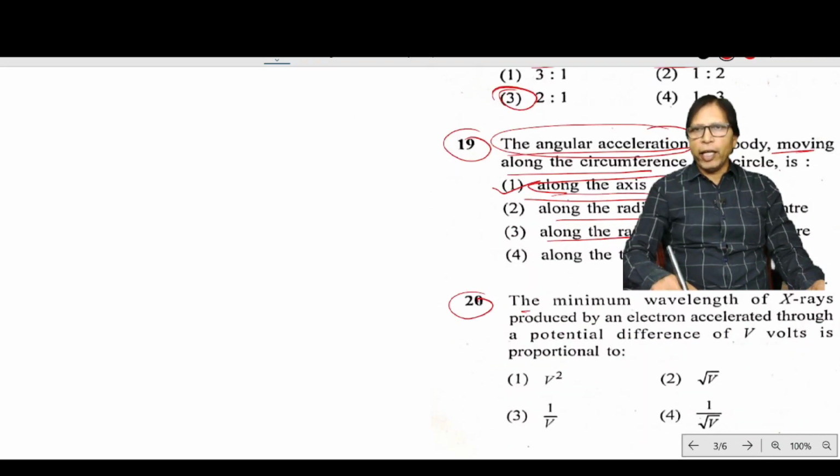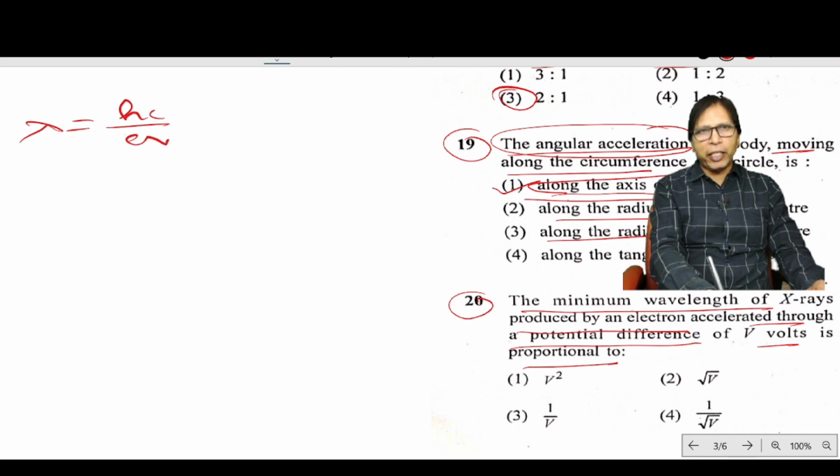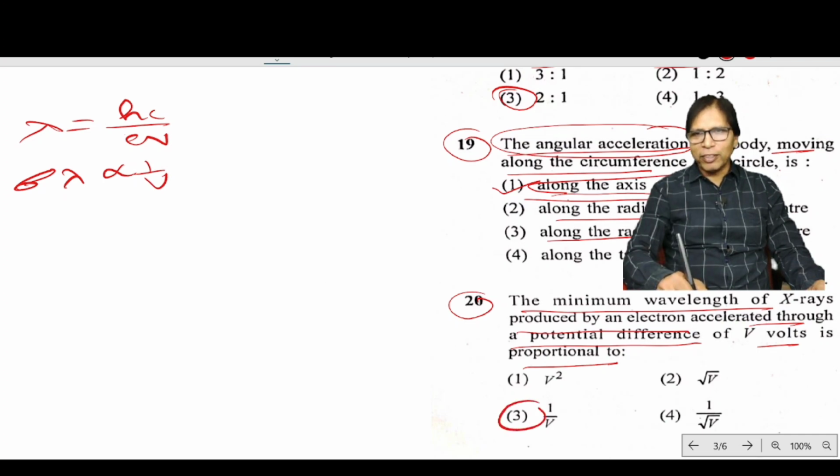Look at question 20. The minimum wavelength of X-ray produced by an electron accelerated through a potential difference V volt is proportional to, look at this, lambda equals hc divided by eV. So lambda is proportional to 1 by V. This option is correct.